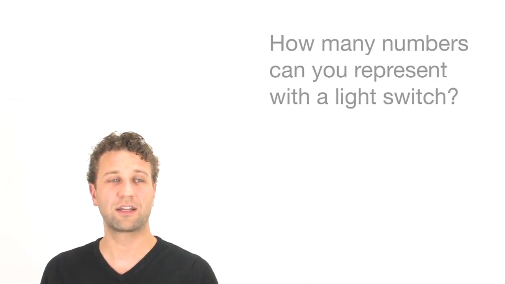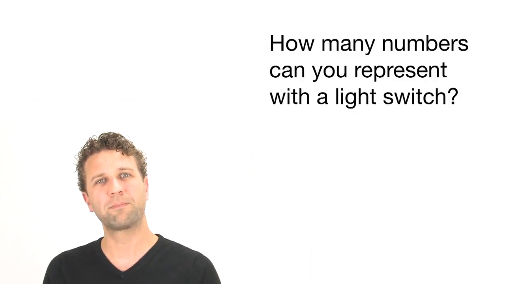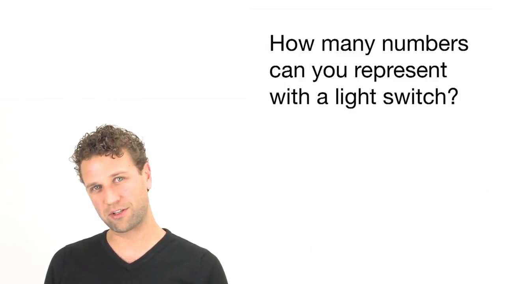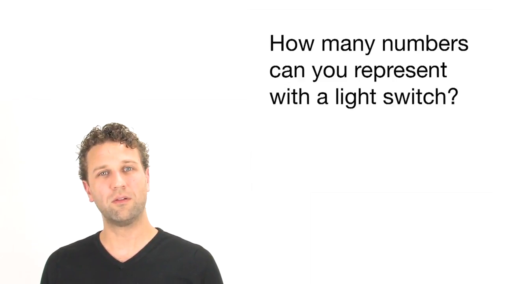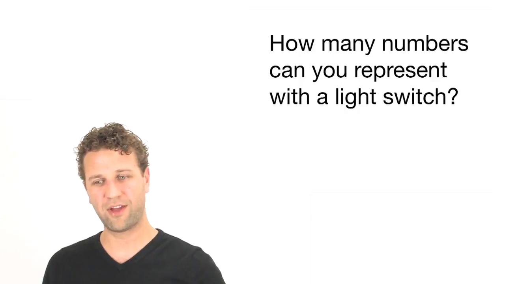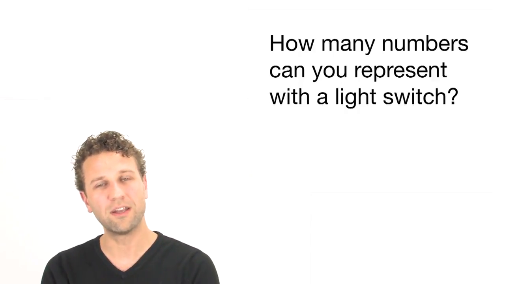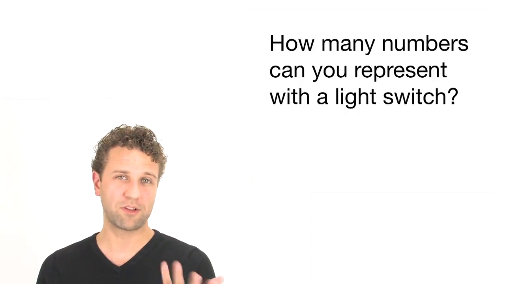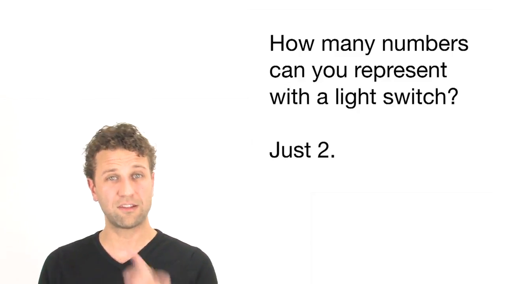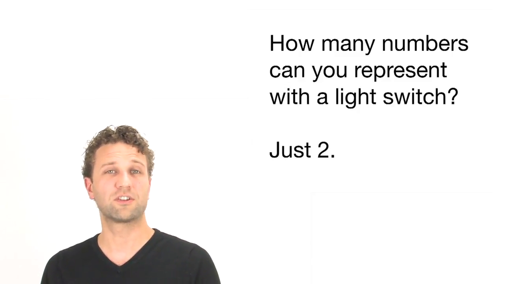So let's assume that we have a switch, like a light switch. How many numbers do you think we could represent with that light switch? Well, we have just electricity, the switch is on or the switch is off, and that's it. There is no in between. And so we can represent two numbers, really, just on and off. There's two states of the thing, two conditions.